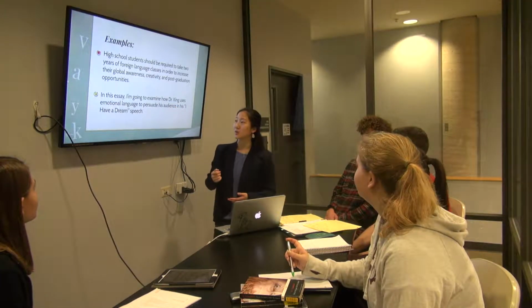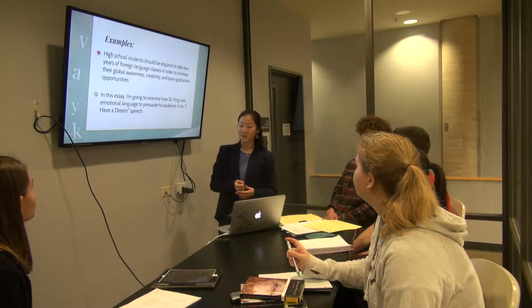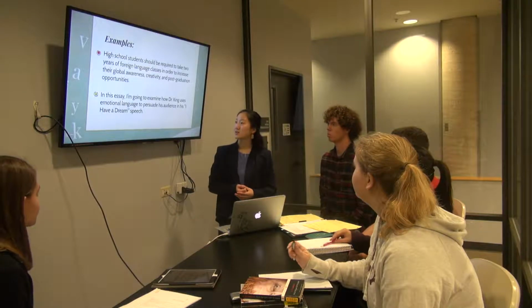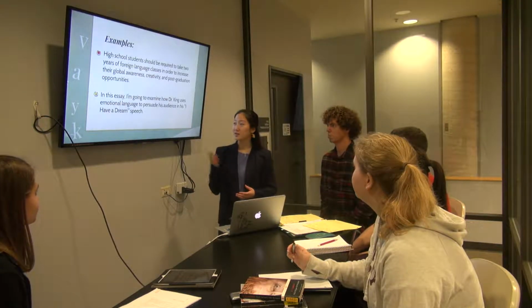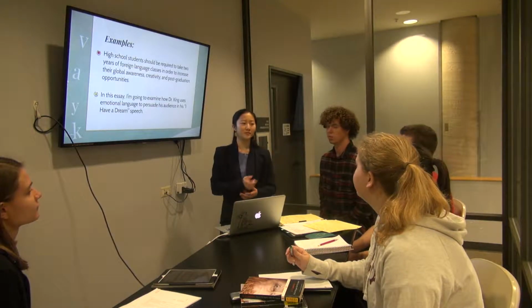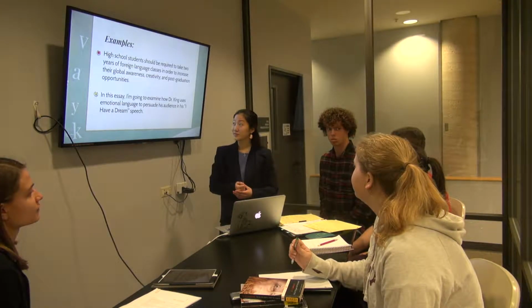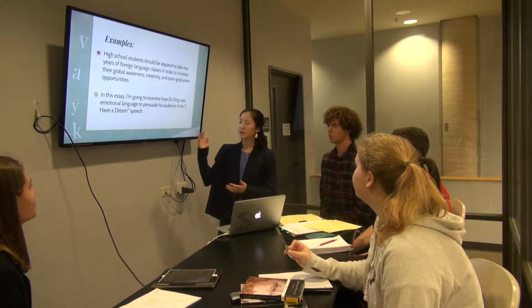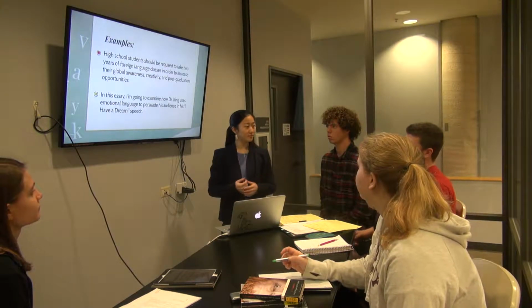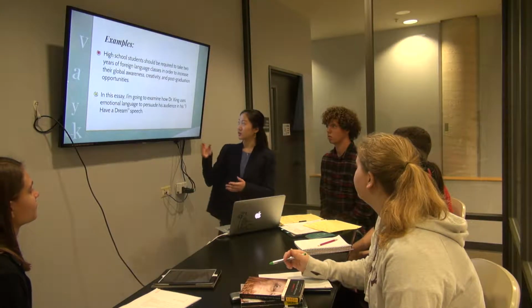Okay, let's move on to the next one. In this essay, I'm going to examine how Dr. King uses emotional language to persuade his audience in his I Have a Dream speech. Is this a good thesis statement? No. Why not? He uses first person, it says I'm going to. Yeah, it says I'm going to. So how can we fix that? How can we make this without the bias? We could just cut out I'm going to examine how. Yeah, and go straight to the point, right?